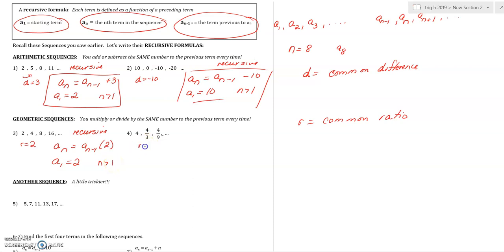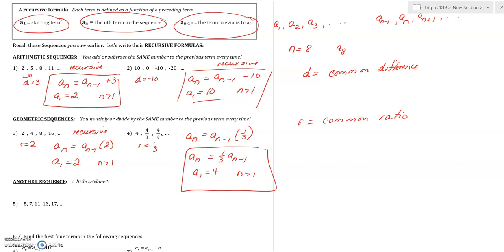What about this next one? Notice that you're multiplying by a third to generate more terms. That's your common ratio in this geometric sequence. So any term is the term before it multiplied by 1/3. You could write it like this if you want, 1/3 times a sub n minus 1, same thing. And you could say that the first term is 4, and again, n is greater than 1. So that would be a way to describe this particular geometric sequence recursively.